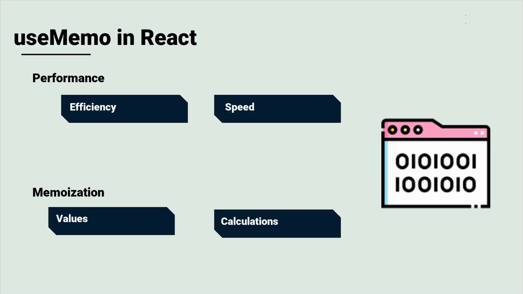The useMemo hook in React is a powerful tool for optimizing performance by memoizing values. It allows developers to avoid unnecessary calculations on every render, making it essential for applications that handle complex data or perform heavy computations. Now let's see how we can implement a simple factorial calculator using the useMemo hook in React.